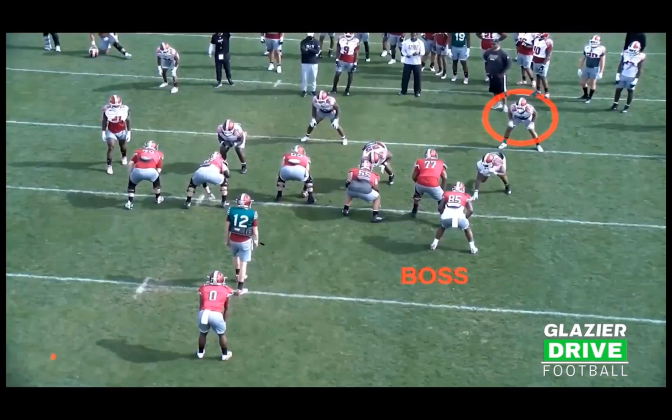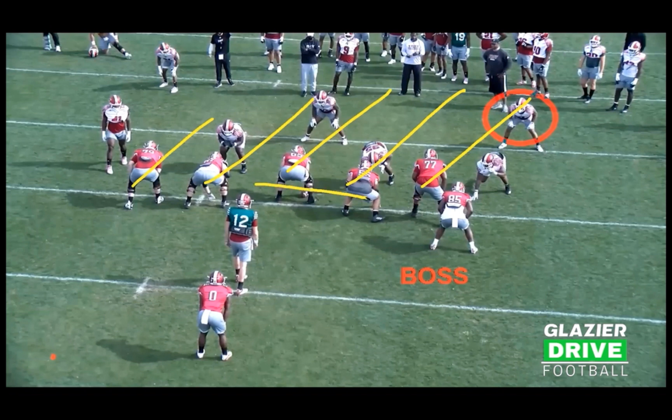Okay, this would be a boss situation. So here we're running 422. So if we go through our rules, we've got gap, uncovered, covered. We got the clusters are the same. The ID is the furthest backer in the box. That's actually the backer. They bossed over.